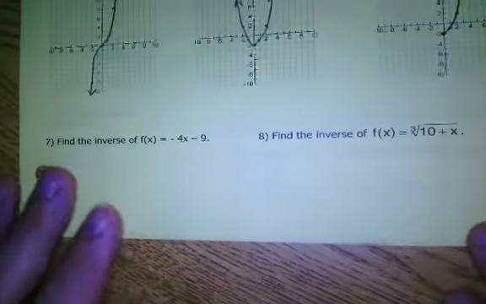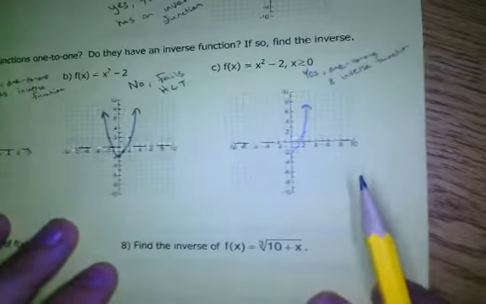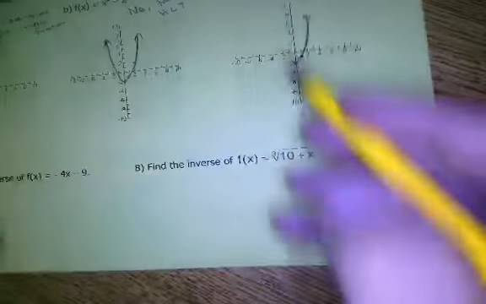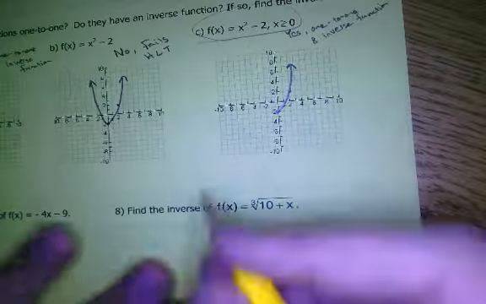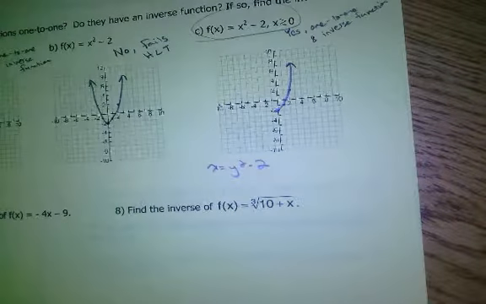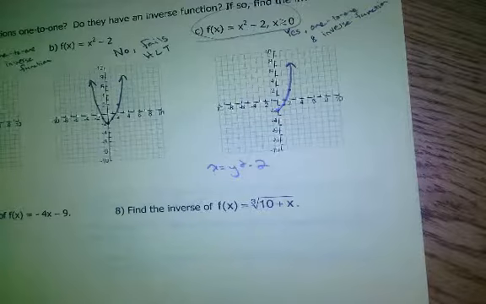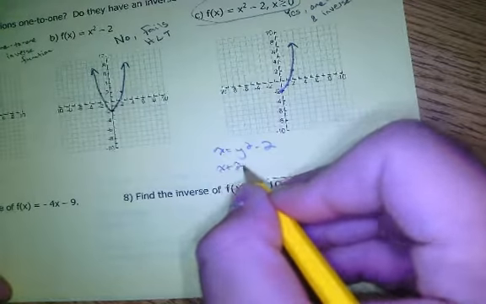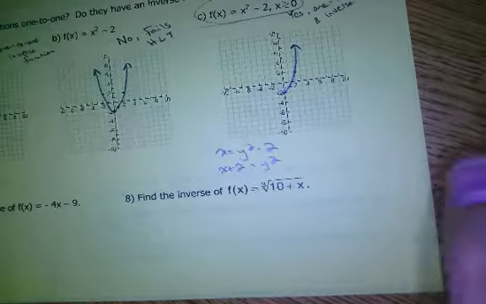Alright. Oh, it says find the inverse. This is a good one to find the inverse of, so we'll do all the work here. So how do I find the inverse of C? We're going to get x equals y squared minus 2. Now what? Plus 2 on each side. Now what? Square root it.